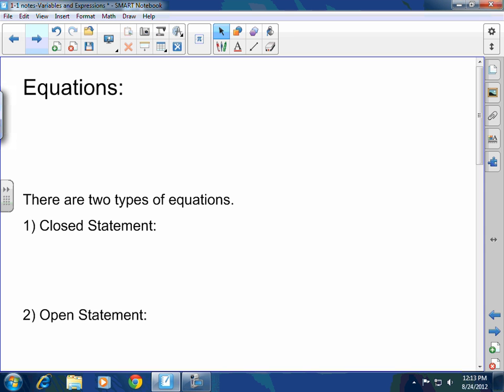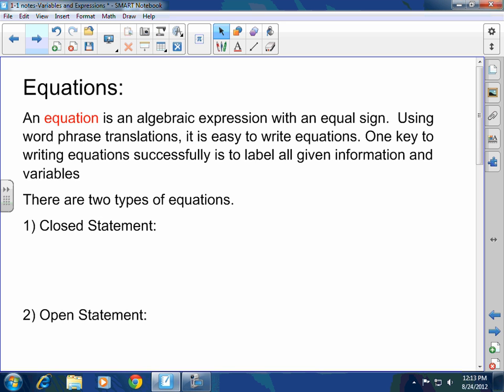Okay, equations. We're not going to learn how to solve equations today, I promise you, so don't stress it. All we're going to do is learn about what an equation is, what a closed and open statement is, and also we're going to learn how to write some equations. Okay? So an equation is an algebraic expression with an equal sign. So now we're talking about numbers, operation symbols, variables, and equal signs. Okay? And using word phrase translations, it is easy to write equations.